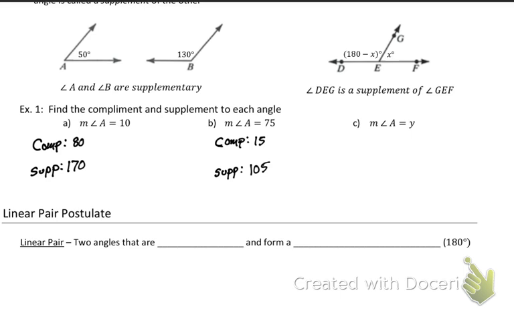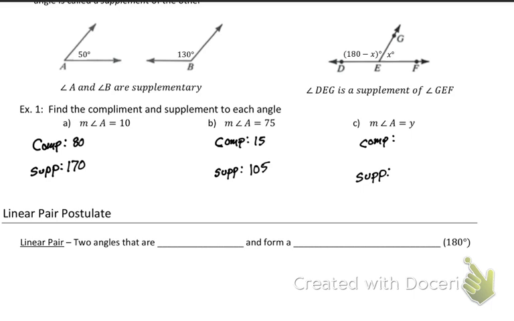Now, here's the problem with the last one. Do we actually know the number value of the measure of angle A? No. So this one's just a little bit tougher. I'm not going to have a number for my complement. I'm also not going to just have a number for my supplement. I actually have some people that already have this down, and it looks correct.